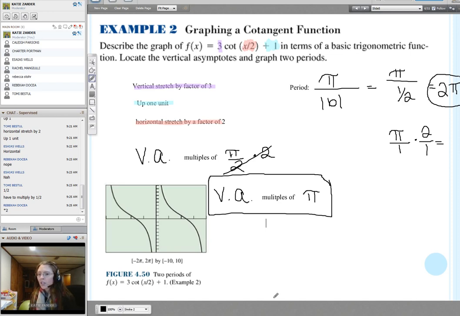Okay, any questions with that? It takes a while to kind of get the hang of those vertical asymptotes and how the horizontal stretching and shrinking affects them. But once we catch on to it, then they're really not that bad. Okay, so we got, what, 2 done? We've got 2 more to look at, halfway there.